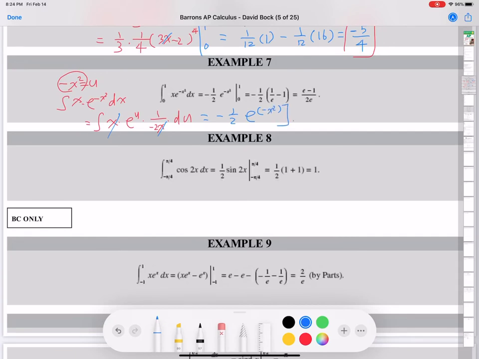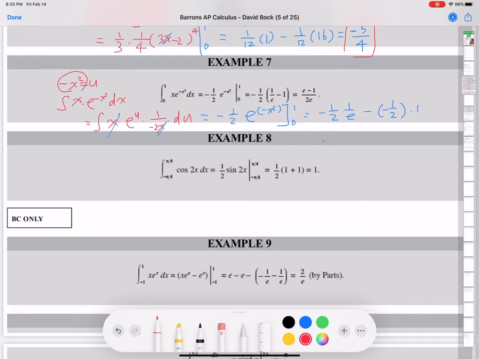And then that's from 0 to 1. Plug in the top number: negative 1 over 2 times e to the negative 1 power, 1 over e, minus plug in 0: negative 1 over 2 times e to the 0 power, that is 1. So what is the final answer? Then e, okay, one more time.